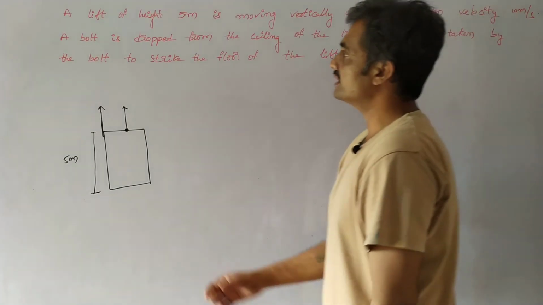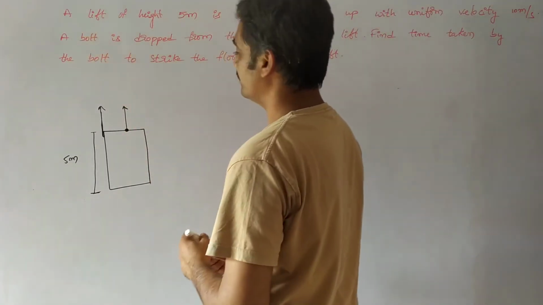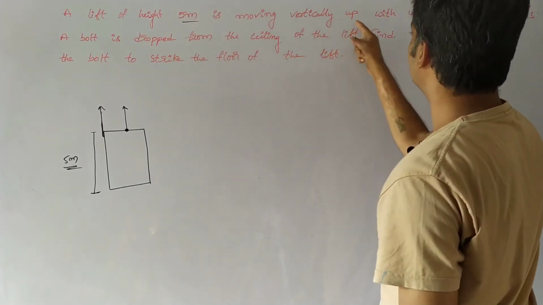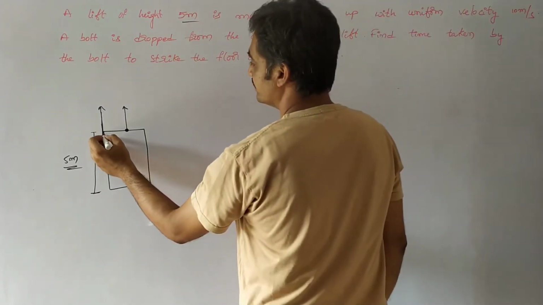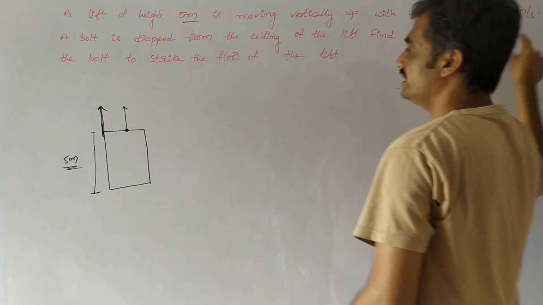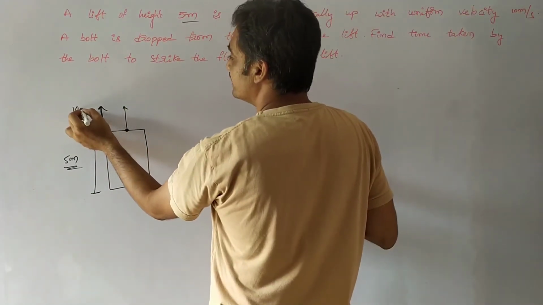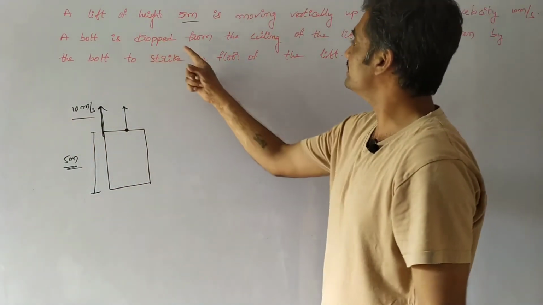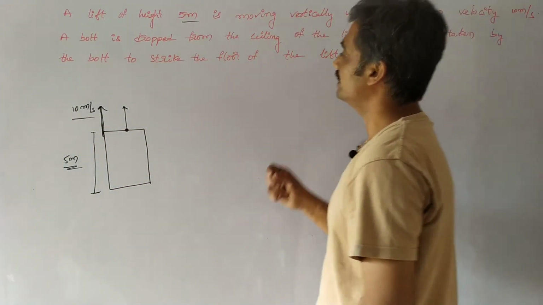So the next numerical is a lift. What is the height of the lift? 5 meter. It is moving vertically up with a uniform velocity of 10 meter per second. A bolt is dropped from the ceiling of the lift.